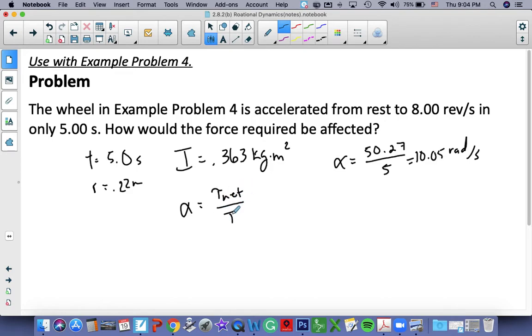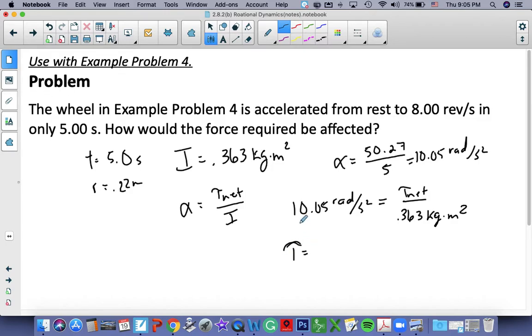And that is over moment of inertia. So acceleration is equal to net torque over moment of inertia. And we will be looking for the force again. So we can find our torque, use our radius, we'll get our force. So we got 10.05 radians per second squared. I forgot my little squared down there. That's equal to net torque over moment of inertia, which is 0.363 kilogram times meter squared. So again, just multiply that out.